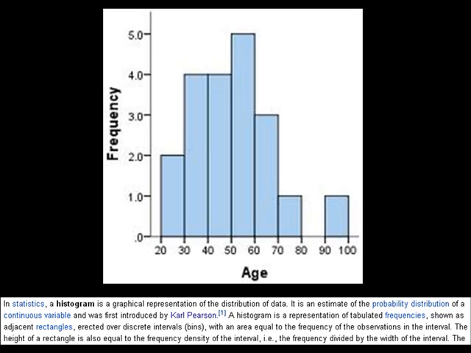So let me give you an example. Age group 20 to 30, 2 people were in that age group. That's the reason it shows a frequency of 2. And it says they're adjacent rectangles erected over discrete intervals, also known as bins, and it says the area of the frequency is the area of the interval. The biggest thing you want to keep in mind is that the 20 to 30 could be modified.